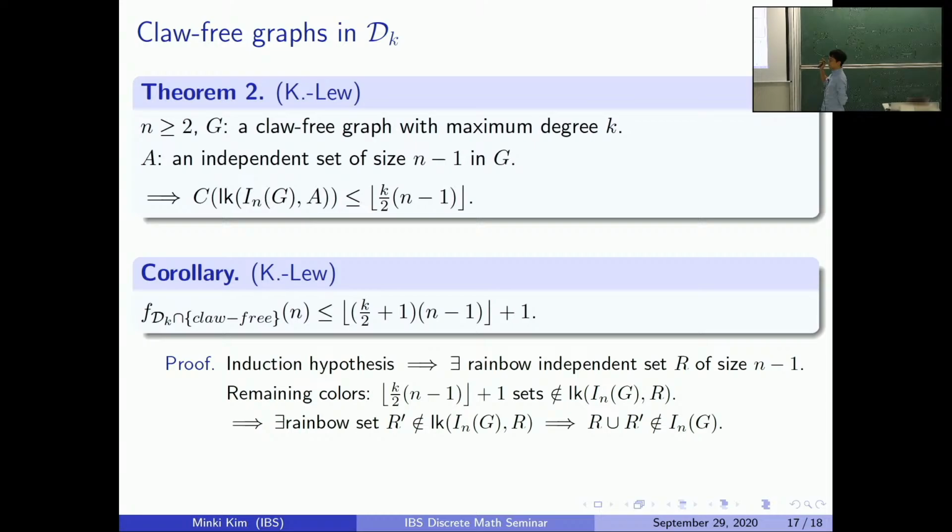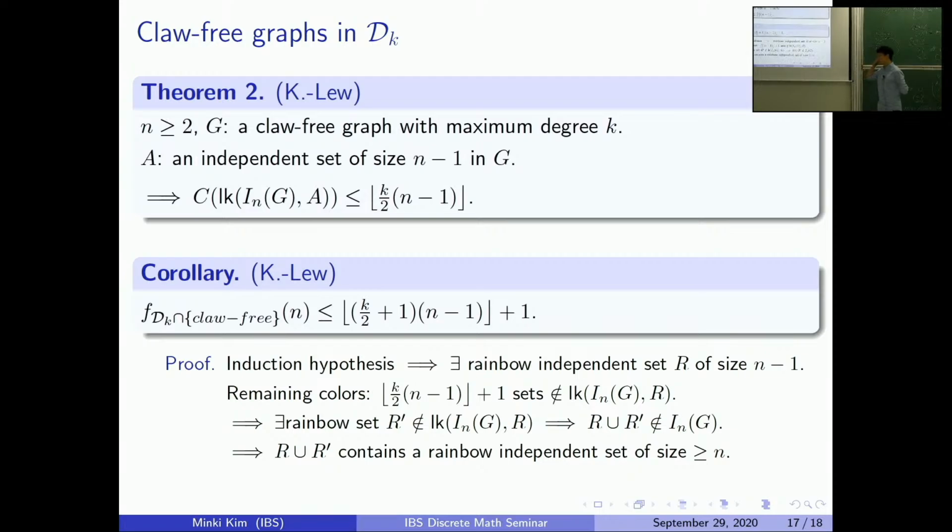Then, by applying the Kalai-Meshulam theorem, we can find a rainbow set R prime that is not a face in this link complex. And all of these colors are distinct from the colors in R. So R union R prime is a rainbow set that is not a face in I sub n of G, meaning that it contains a rainbow independent set of size at least n.